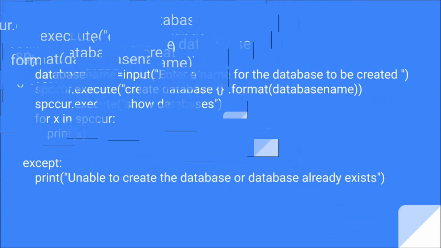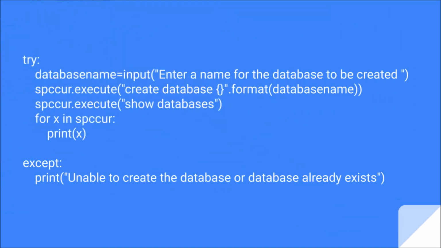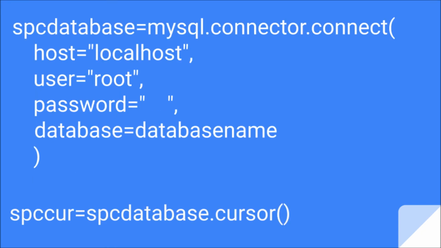We can place the code in a try and except block in Python so we can catch and handle exceptions. We can see that we are using an additional attribute, database name, in the connection object. We should also reset the cursor object.